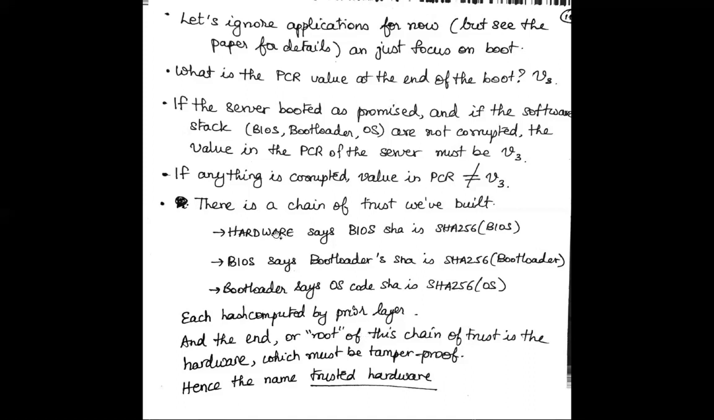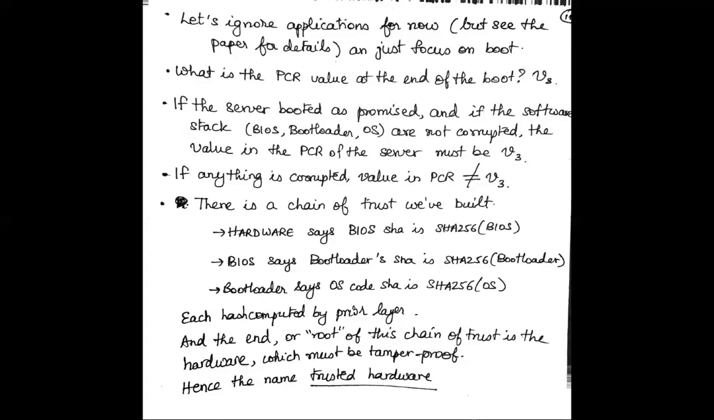The point is that you're trusting every step. You trusted the hardware, and the hardware says that the BIOS SHA is this. And if that BIOS SHA matches what you think should be the correct value of the BIOS, then you have reason to trust the BIOS. And therefore, you will believe everything the BIOS says. The BIOS is saying that the bootloader SHA is this. And once you verify that the bootloader SHA is what you expect it to be, you can now trust the bootloader, and therefore, you can trust everything the bootloader says. Therefore, you can trust the OS. That is how you build trust in the remote machine.